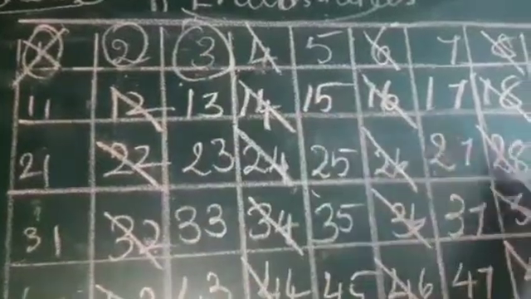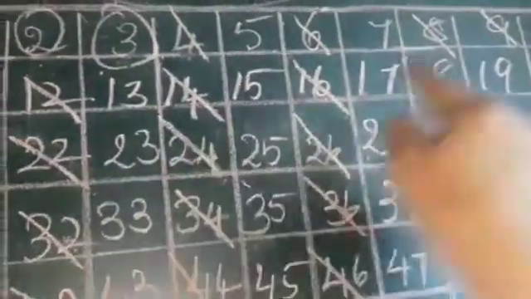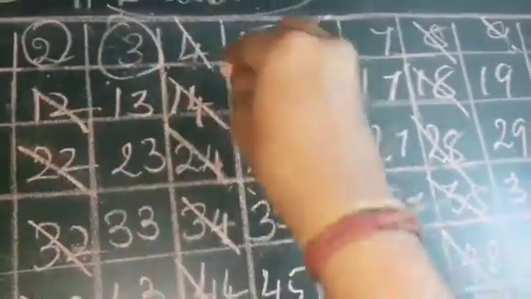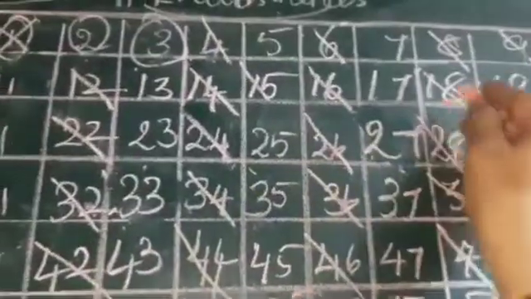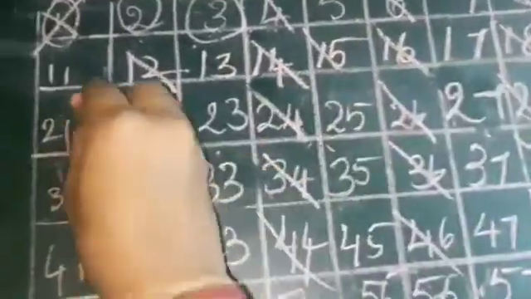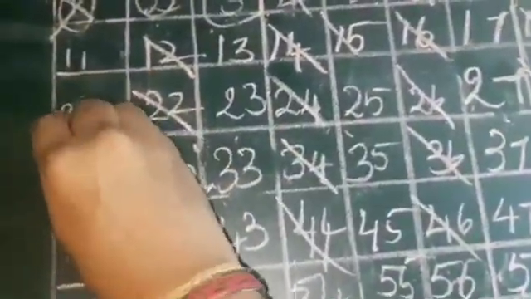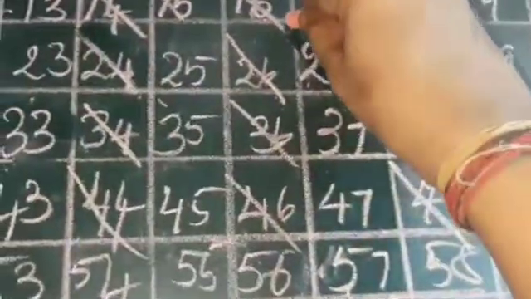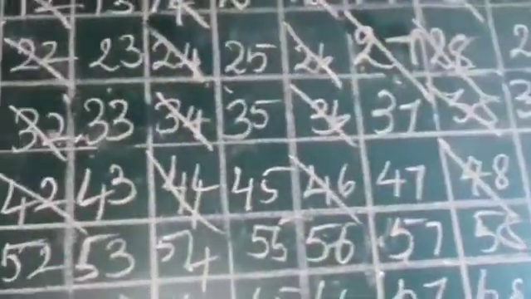So 3, 9. 9 is exactly divisible by 3. 15. We have already crossed out the number 18, so skip that number. The next number divisible by 3 is 21. 24 we have already done. The next number divisible by 3 is 27.